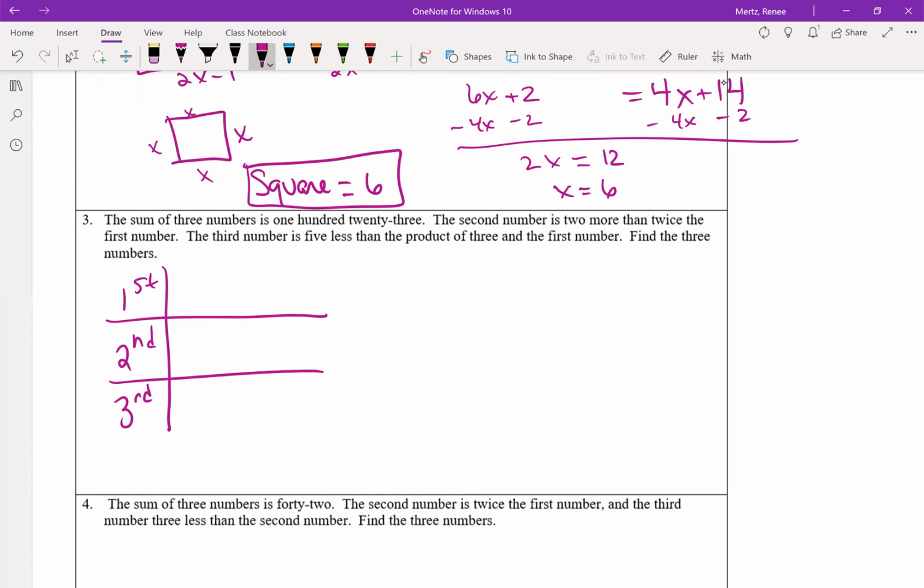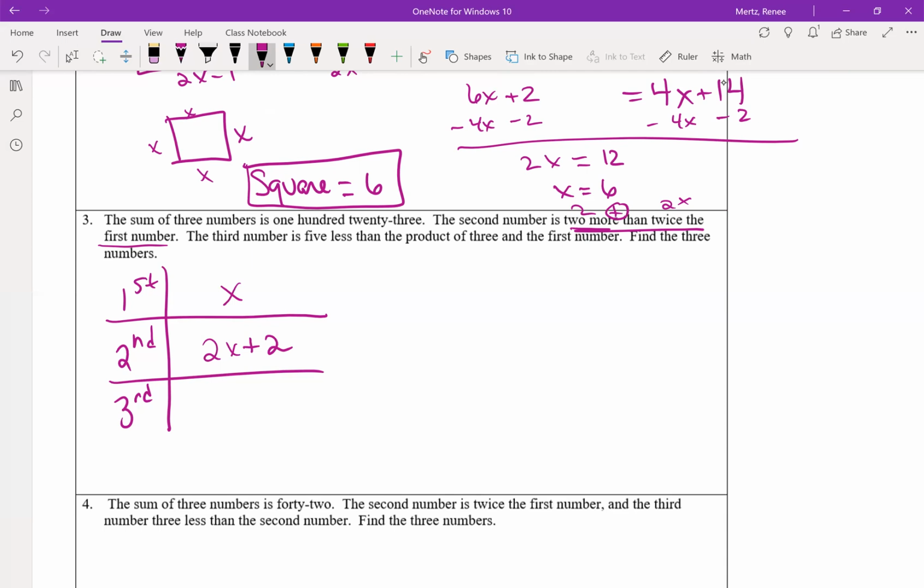It says the second number is 2 more than twice the first number. 2 more than twice the first number. Twice means 2 times, more than means to add. So my first number is x, that's what I'm comparing to. My second number is 2 more than twice x, which is 2x plus 2.